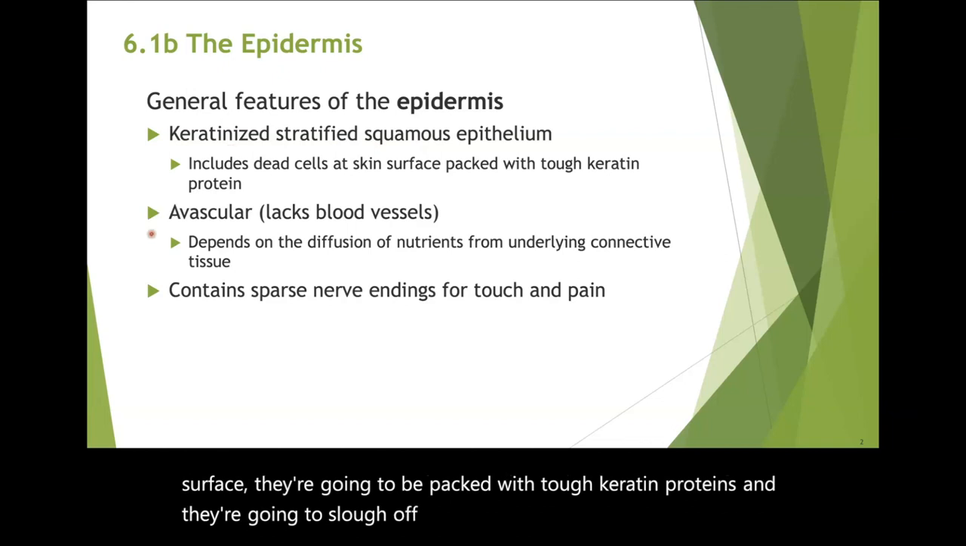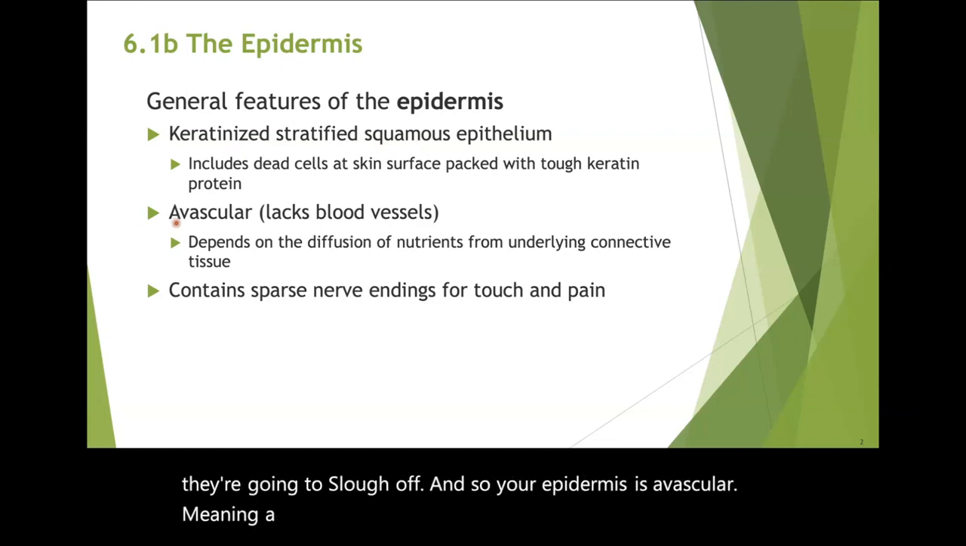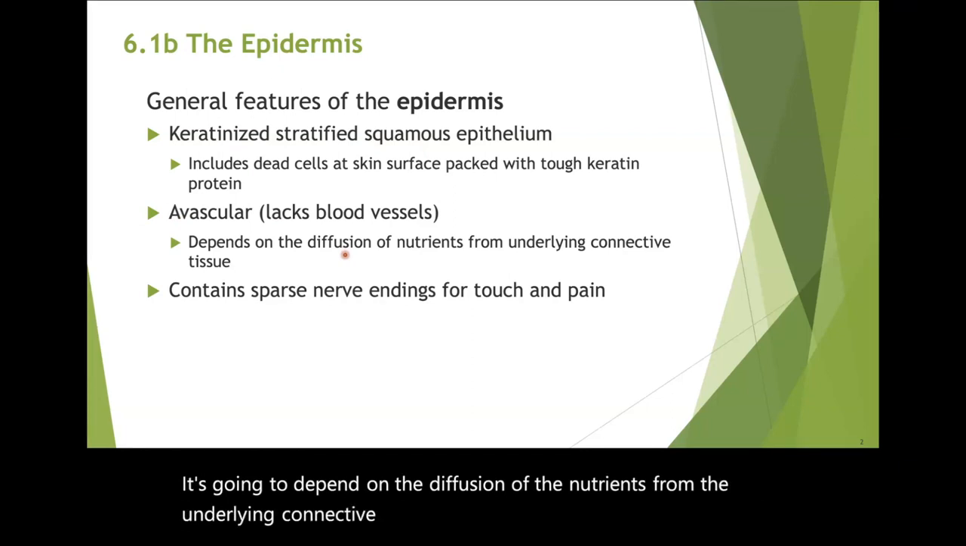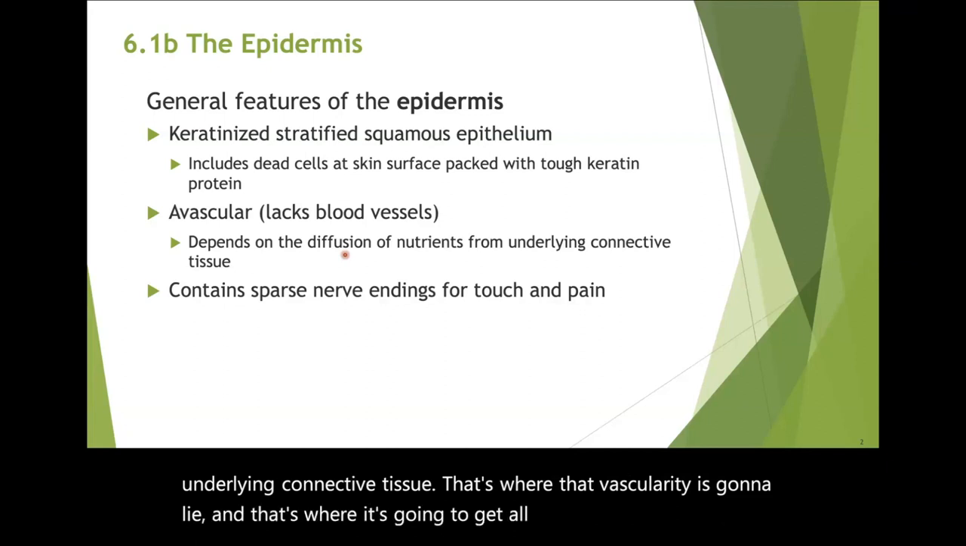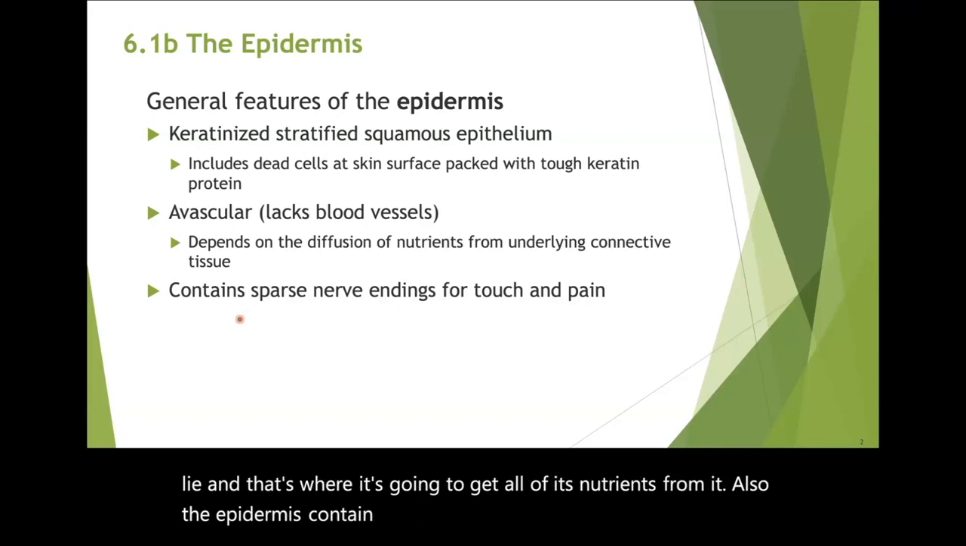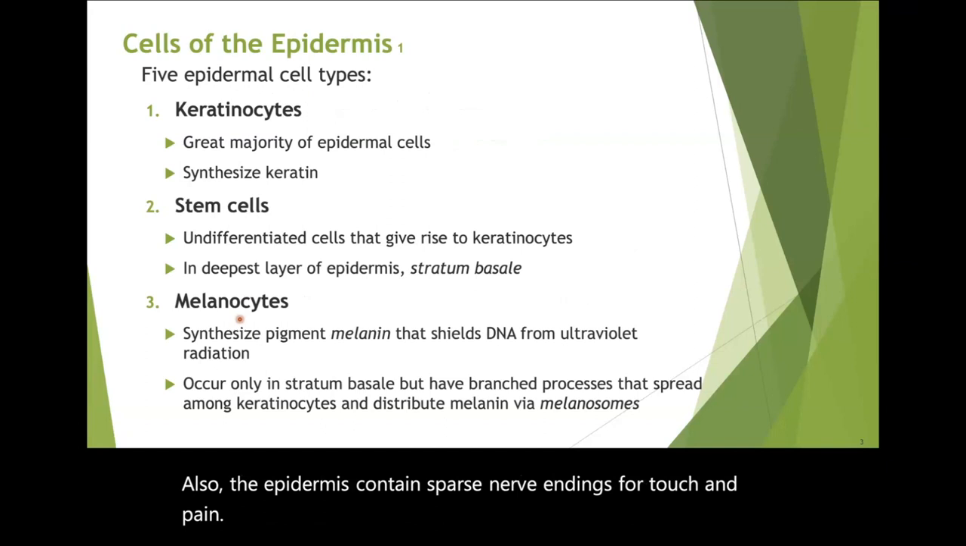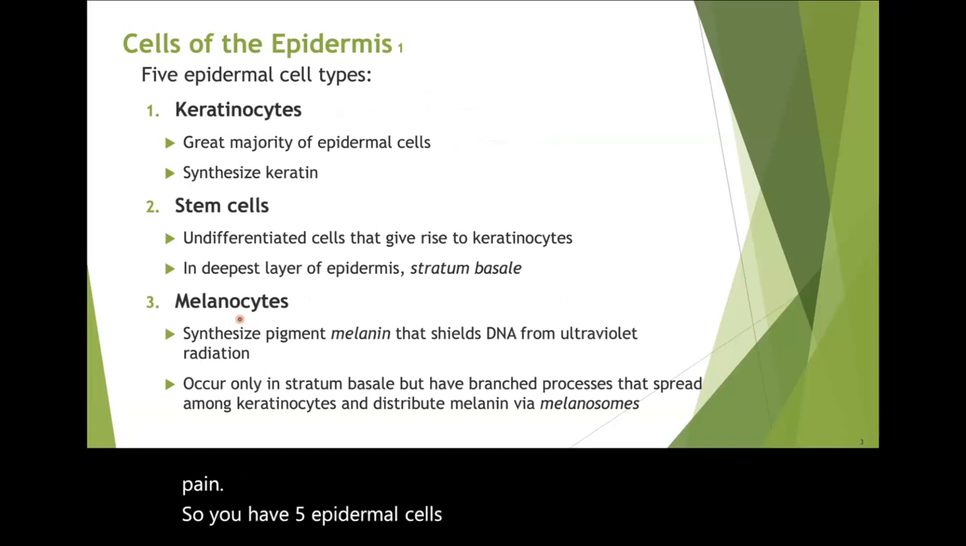And so your epidermis is avascular, meaning a, meaning not. So that means it does not have vascularity. It's going to depend on the diffusion of the nutrients from the underlying connective tissue. That's where that vascularity is going to lie, and that's where it's going to get all of its nutrients from. The epidermis also contains sparse nerve endings for touch and pain. So you have five epidermal cell types. We're going to go into those.